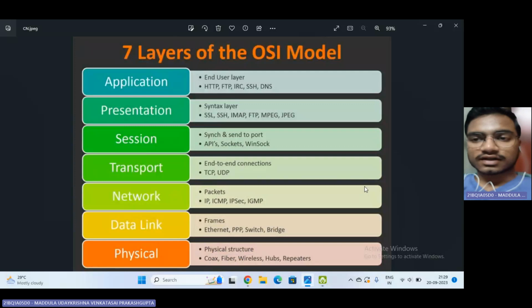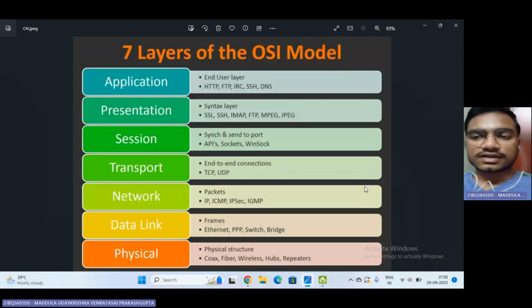One among them is the application layer. It is performed at a user level. The user can directly interact with the system in order to send the messages and transactions. The protocols involved in the application layer are HTTP, FTP, IRC, SSH, and DNS. HTTP stands for hypertext transfer protocol. FTP stands for file transfer protocol. DNS stands for domain name service. Domain name service is used to convert the IP address to the domain name and domain name to IP address. It is operated at the internet provider.